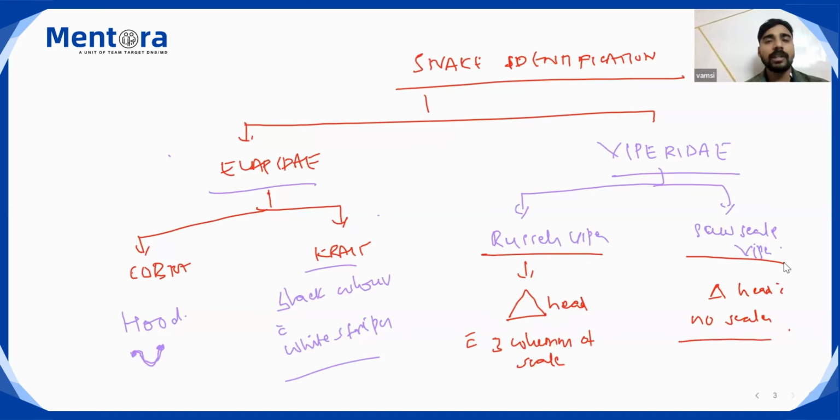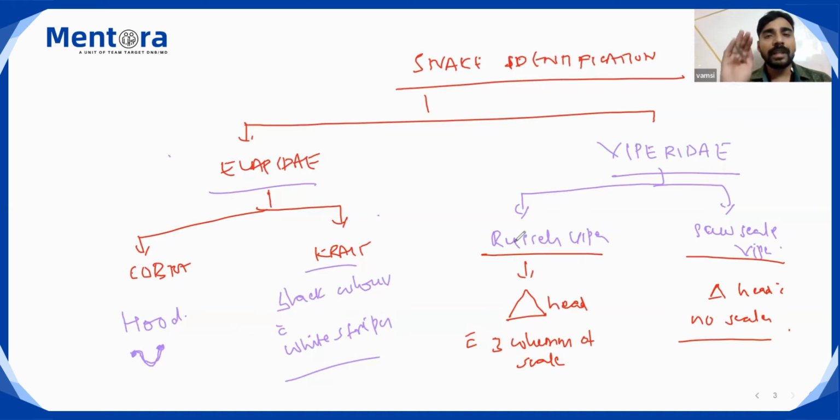So what I am saying is, clinically 2 groups of snakes are important. One is Elapidae, the other is Viperidae. In Elapidae you have 2 snakes: cobra and krait. In Viperidae you have Russell's viper and saw-scale viper. The first thing is how to identify the snake. Each snake has different morphological features, and each snake has different manifestations. So you have to identify the snake initially.